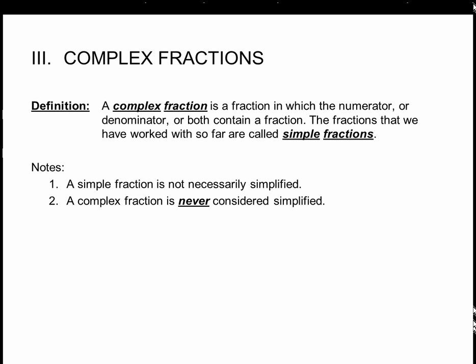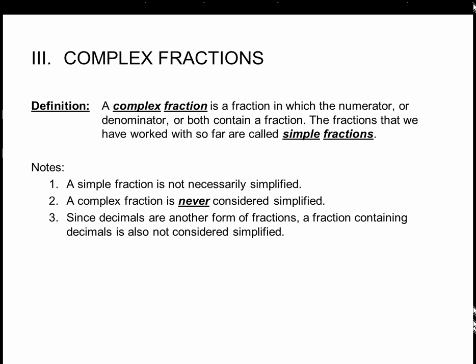Now, oddly enough, in science classes, we sometimes do write complex fractions as final answers. But for us, we don't do it. Number three, since decimals are another form of fractions, like 0.3 is 3/10, a fraction containing decimals is also not considered simplified. So if you write something like 0.3 over 0.7, that's not simplified.